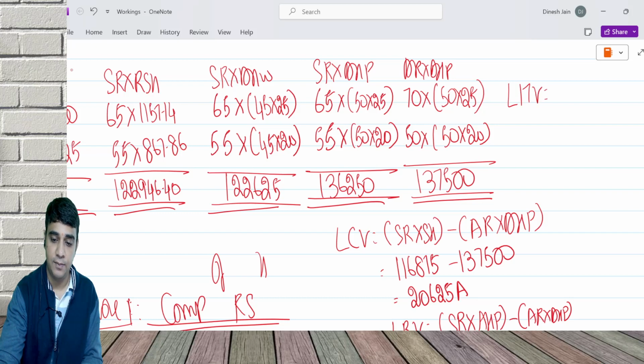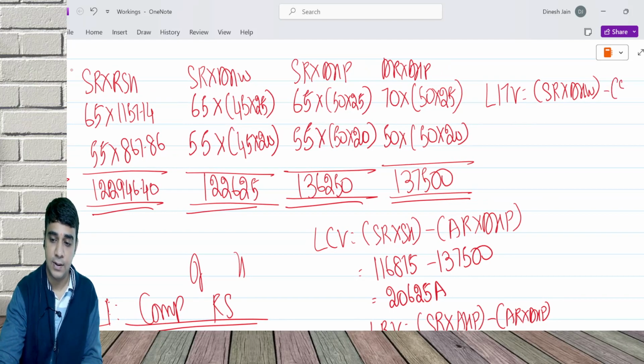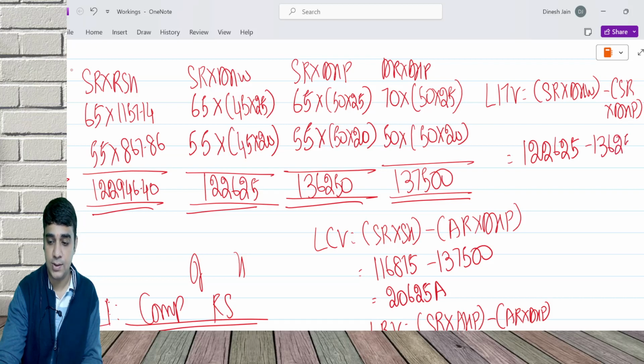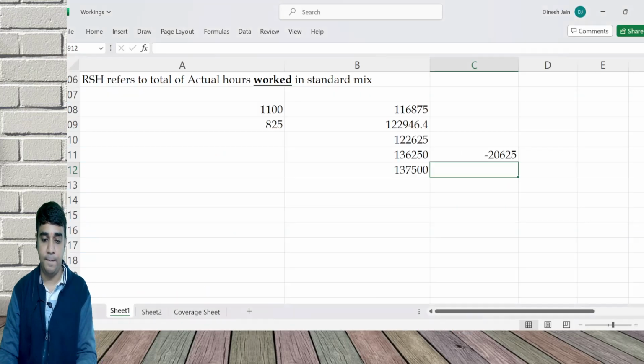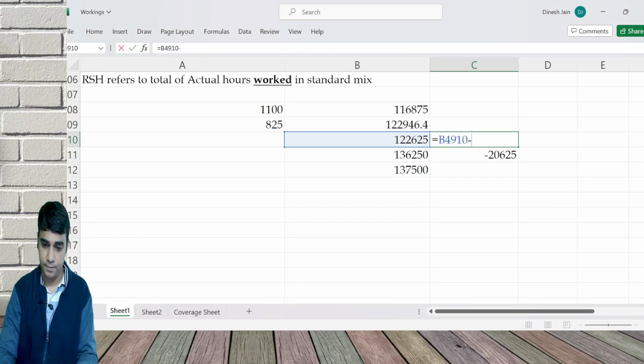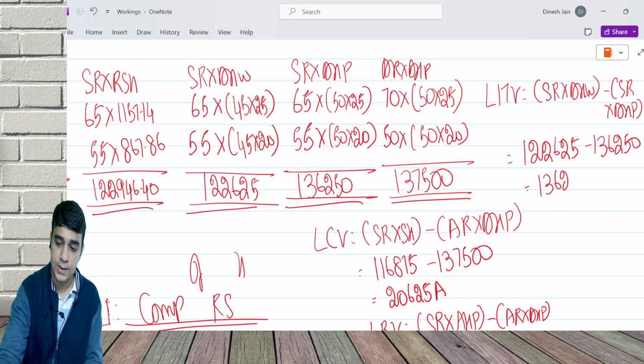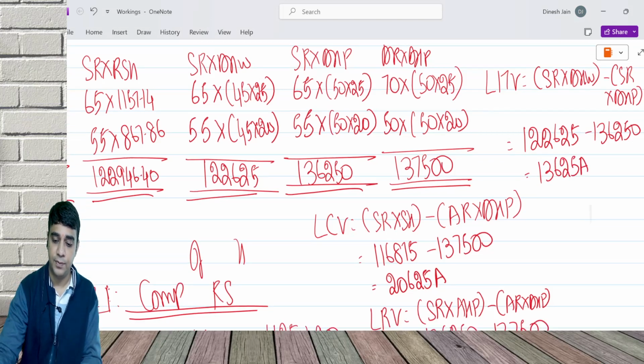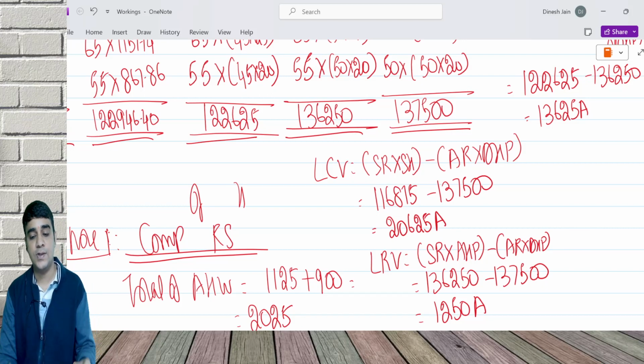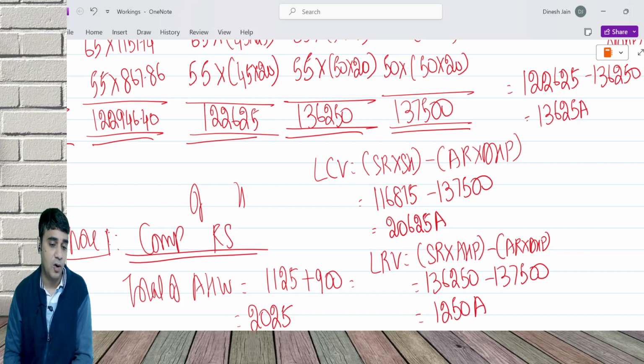Labor idle time variance is SR into AHW minus SR into AHP, 122,625 minus 136,250, 13,625 adverse. So cost is adverse, rate is adverse, idle time will always be adverse.